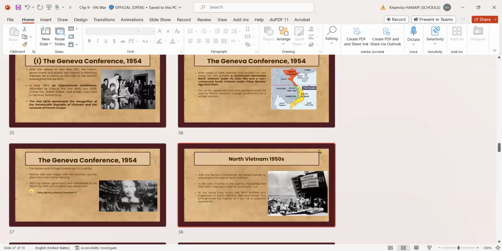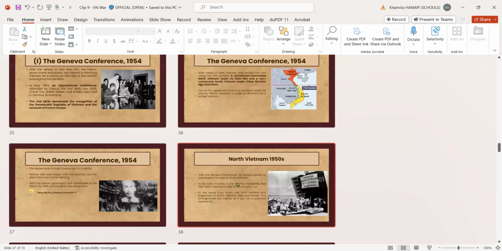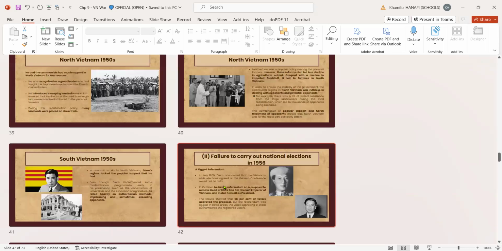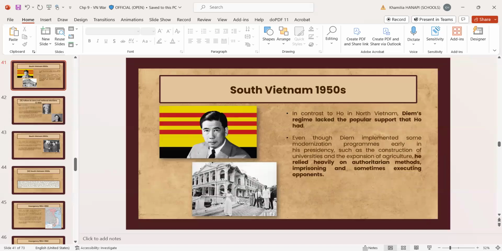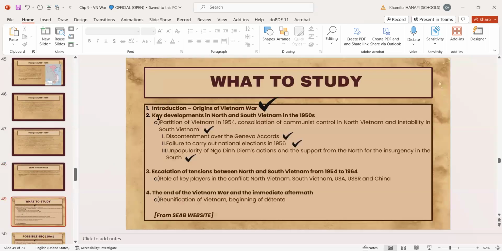The other thing that we did was we looked at the Geneva Conference, remember? Then we looked at the role of the North Vietnamese, and the role of the South Vietnamese, and why specifically South Vietnam in the 1950s was not so popular. Okay, so now we are going to continue. We've done number 1, we've done number 2. We're going to do number 3 and number 4 at the same time. Today we're going to learn about the escalation of tensions between North and South Vietnam, and the role of key players.